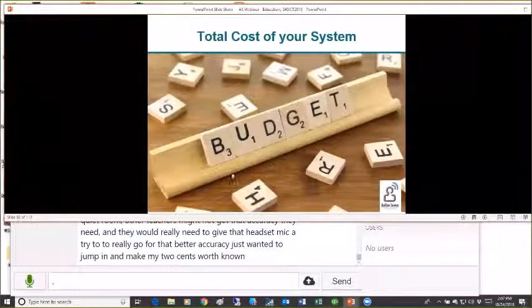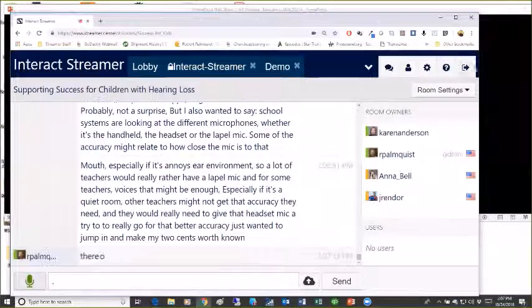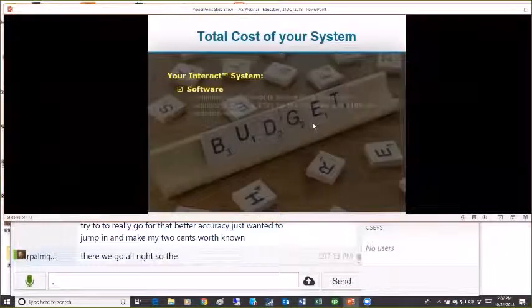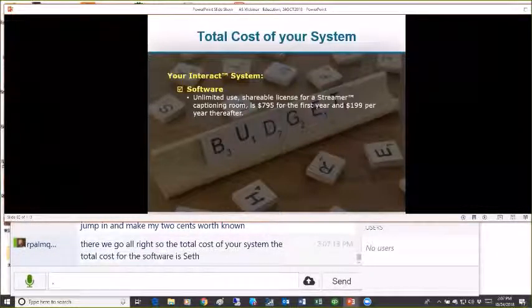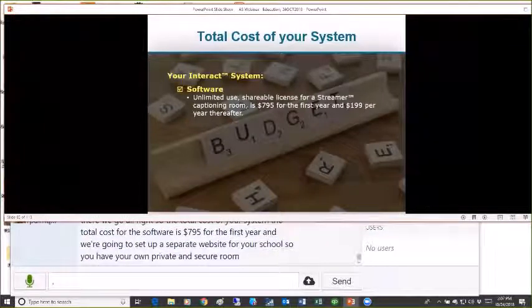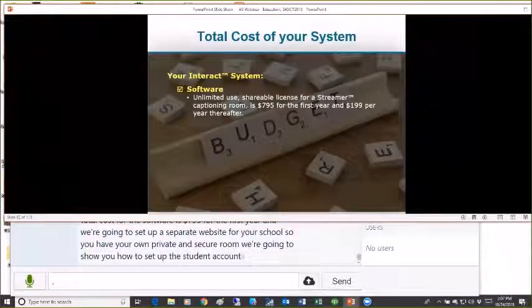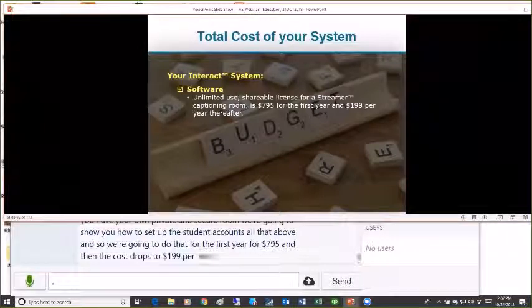Let's get to the total cost of your system. And so let's jump in on that one. Let's see here. Got to get to the right slide. There we go. All right. So the total cost of your system. The total cost for the software is $795 for the first year. And we're going to set up a separate website for your school. So you have your own private and secure room. We're going to show you how to set up the student accounts, all that above. And so we're going to do that for the first year for $795. And then the cost drops to $199 per year thereafter.